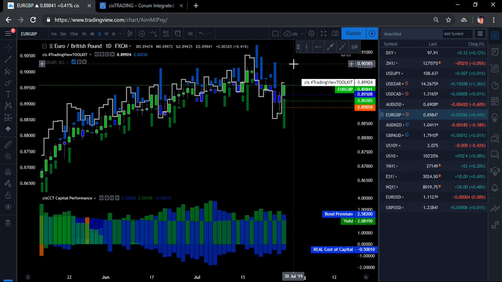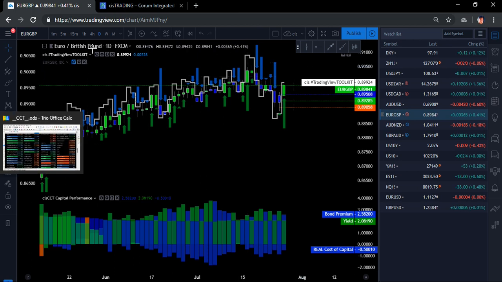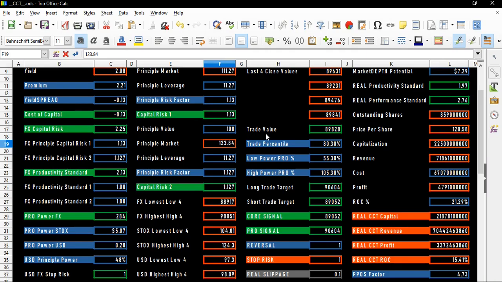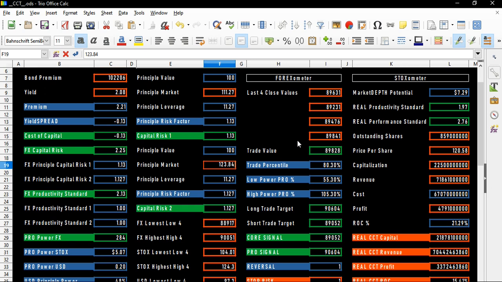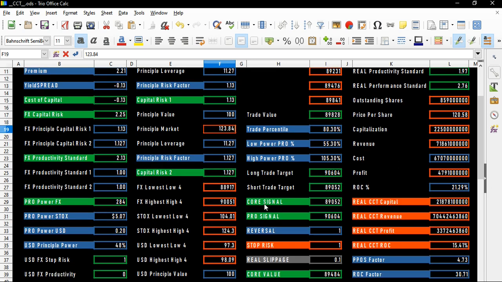All right, so what we're going to watch for on this Euro British Pound, simply based on the Forexometer, is the potential of a core signal reversal short, at least down to the core value of 89.48.4 and then to 89.052, with the expectation of about a 28 pip move with a maximum market power of 284 pips. If the market was to peak delta, we would see that kind of delta, and to see if this pro signal changes.